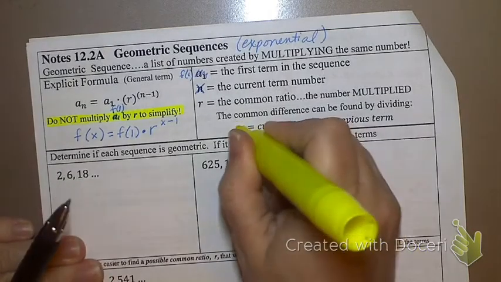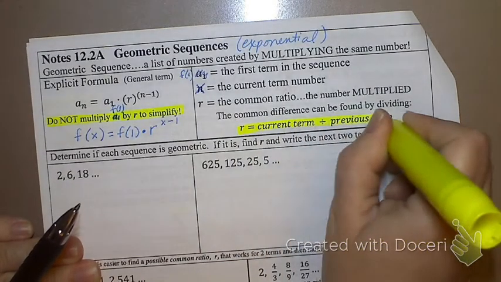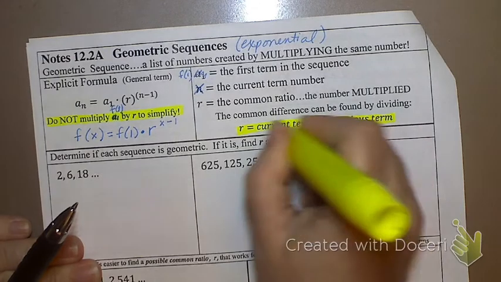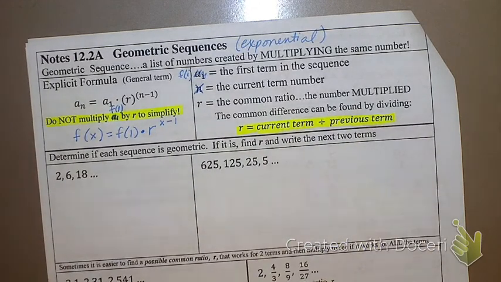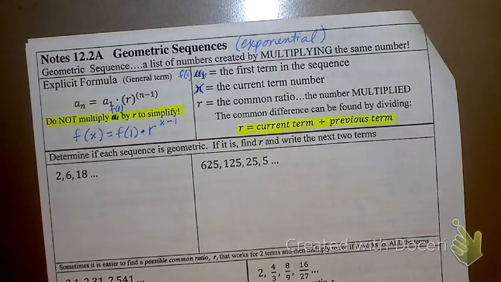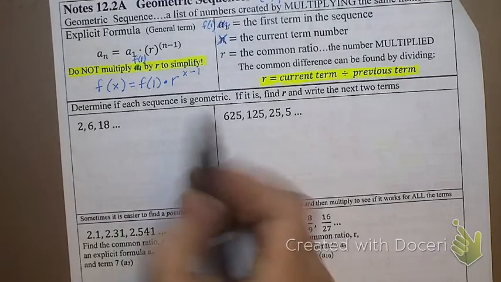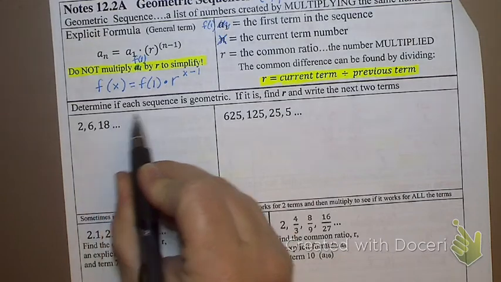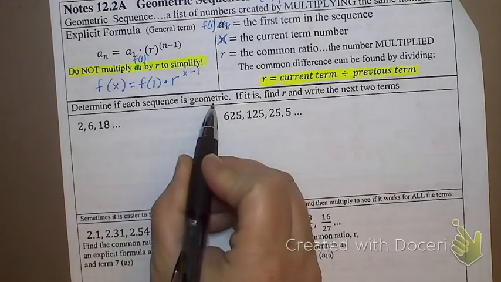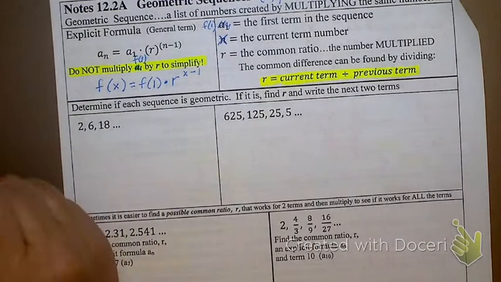Also, people will often say, how do you find your r value? You take a term and you divide it by the term in front of it. Okay, that's how we found out about exponential equations or exponential functions when we learned about it last semester. So, first two problems. Determine if the sequence is geometric. Then if it is, find r and write the next two terms.